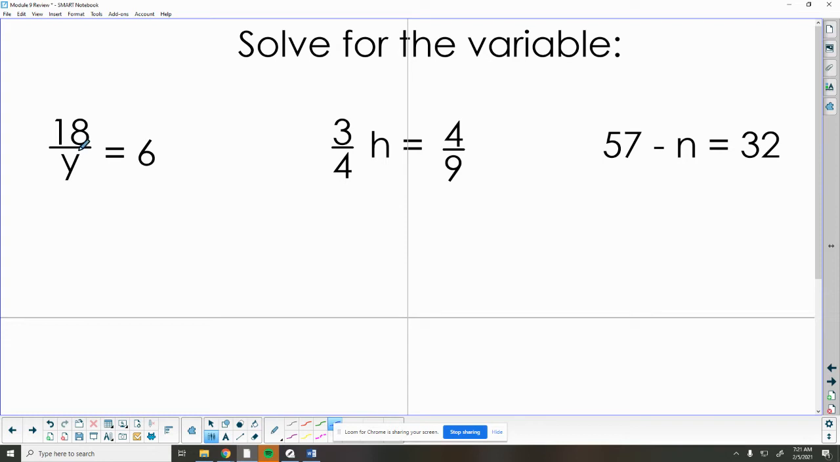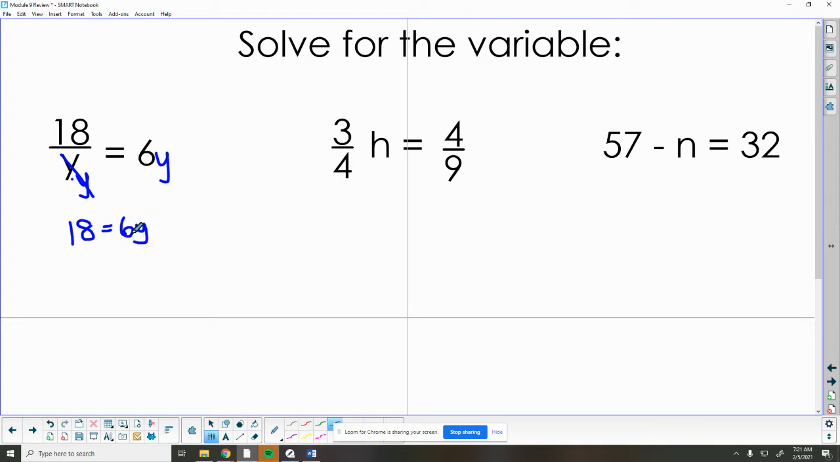So I need to get y all by itself. 18, we're not dividing by 18, we have 18. So let's take a look here. The opposite of divide by y is to times by y on both sides. So now I have 18 equals 6y.